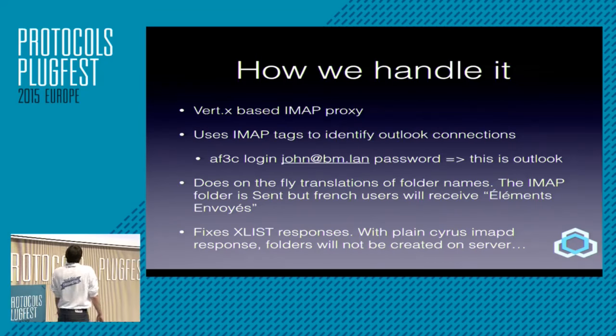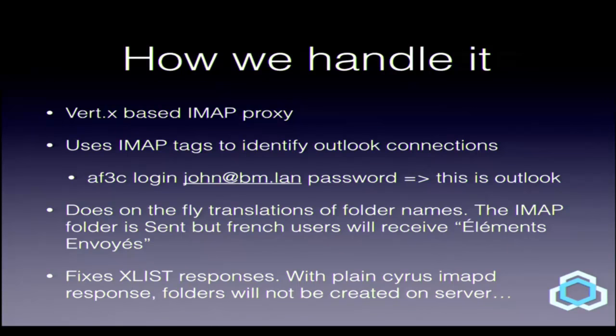We also added fixes to the XList command. The XList command is when Outlook asks the server, what are the folders available on the server? And the Cyrus IMAP server we use has a broken response on this command. What will Outlook do when it talks to Cyrus? All your folders won't be on the server. There will be only local folders. This was fixed recently on Cyrus, which is cool, but it's really a pain when you realize that all your folders are not on the server, but were only on the client.